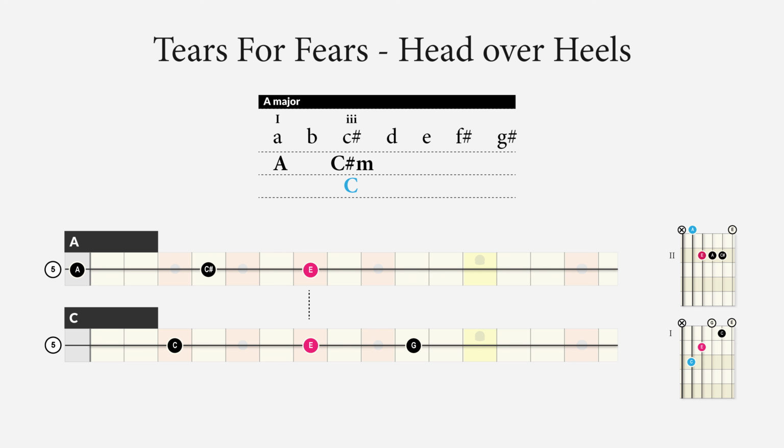Now the verse of the song starts with the tonic A major and changes to the C major chord, which is the chromatic mediant of A major. Now the common tone is the note E.